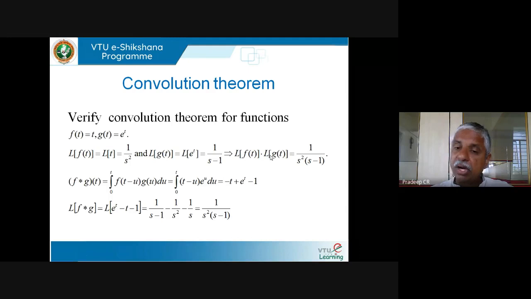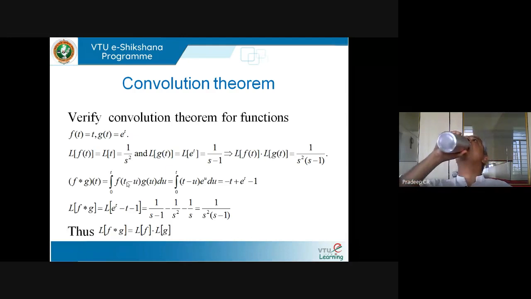This is typically how you verify the convolution theorem. For given two functions, you have to find the Laplace of each of the functions, take the product and keep it. Then you have to compute the convolution. Here is the convolution. Compute the convolution using this definition. So unless you remember the definition of convolution, you won't be able to solve problems of this kind.